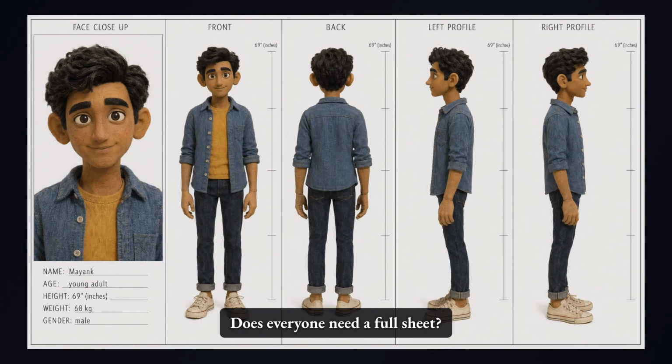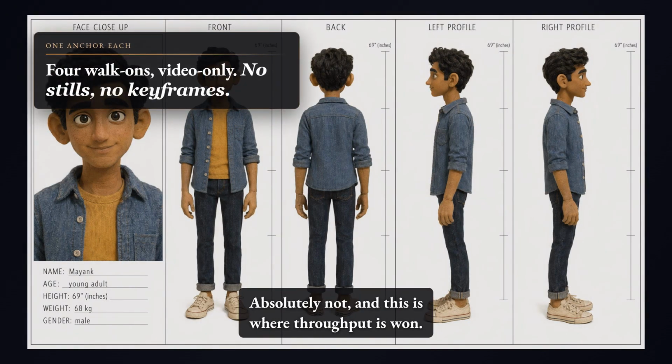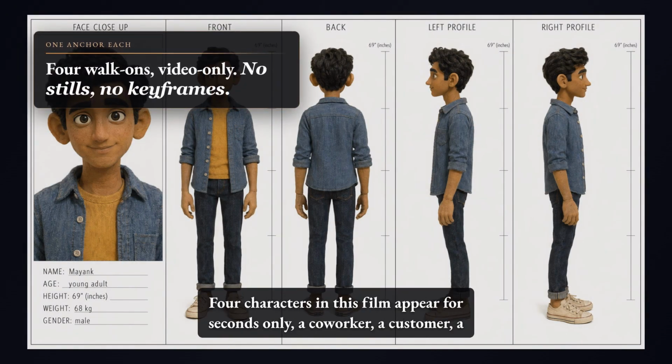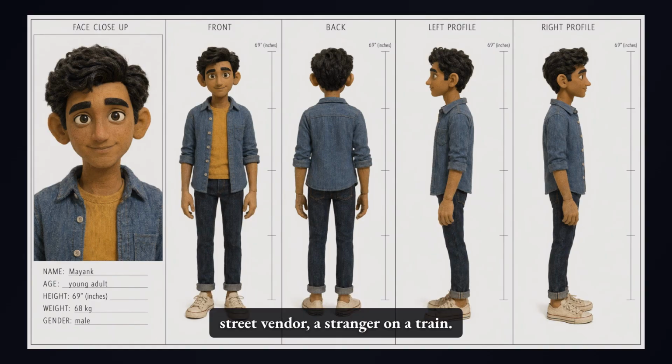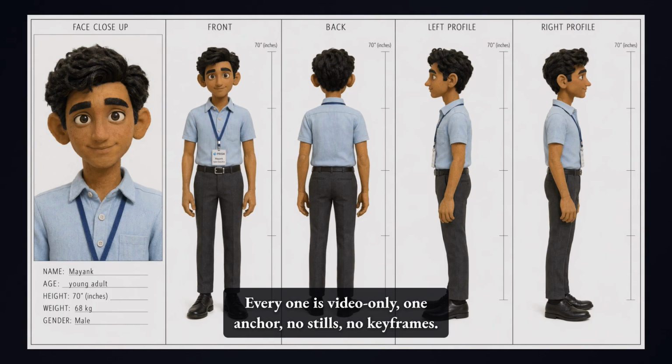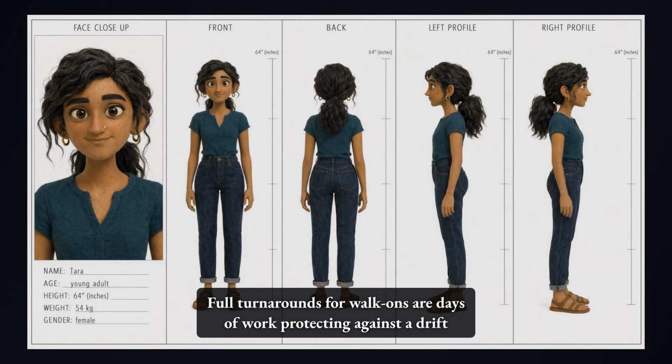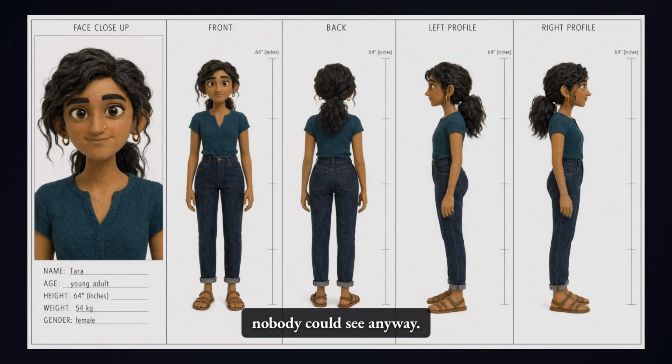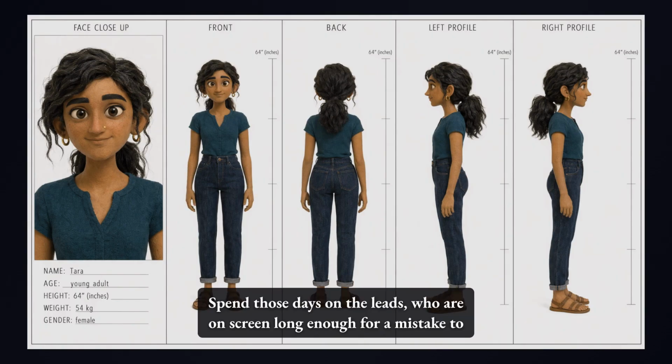Does everyone need a full sheet? Absolutely not, and this is where throughput is won. 4 characters in this film appear for seconds only. A co-worker, a customer, a street vendor, a stranger on a train. Everyone is video only, 1 anchor, no stills, no keyframes. Full turnarounds for walk-ons are days of work protecting against a drift nobody could see anyway. Spend those days on the leads, who are on screen long enough for a mistake to land.